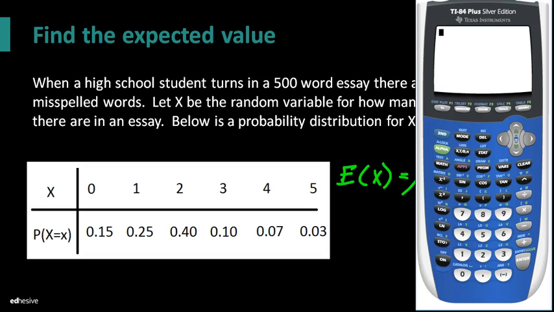So to calculate this, it's so simple. I'm just going to open up my calculator here. I'm going to take the first outcome of 0 times its probability, plus the second outcome of 1 times its probability, plus the third outcome of 2 times its probability, and I'm just going to kind of shut up now and start typing.